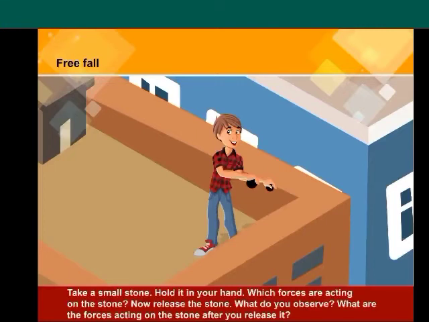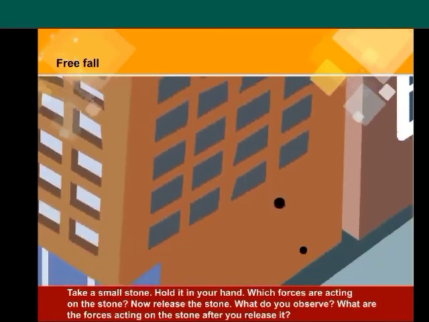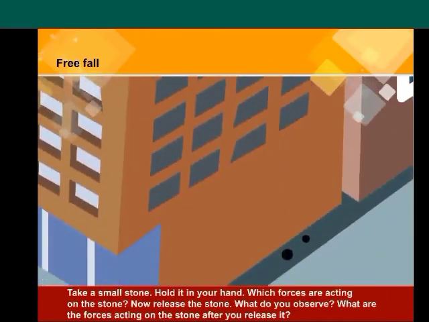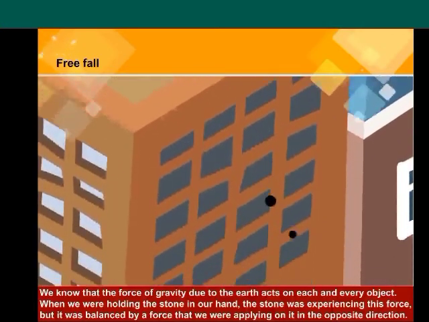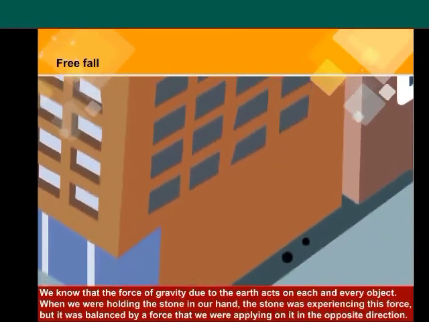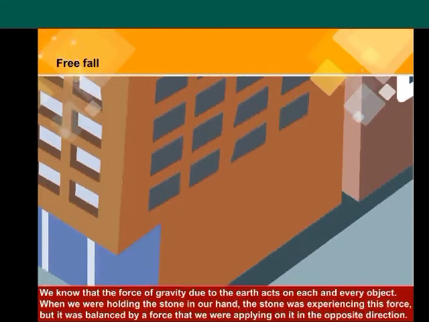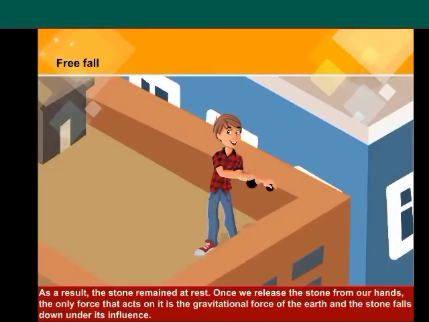Free fall. Take a small stone, hold it in your hand. Which forces are acting on the stone? Now release the stone. What do you observe? What are the forces acting on the stone after you release it? We know that the force of gravity due to the earth acts on each and every object. When we were holding the stone in our hand, the stone was experiencing this force, but it was balanced by a force that we were applying on it in the opposite direction. As a result, the stone remained at rest.